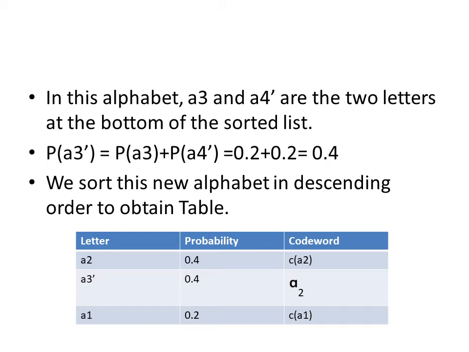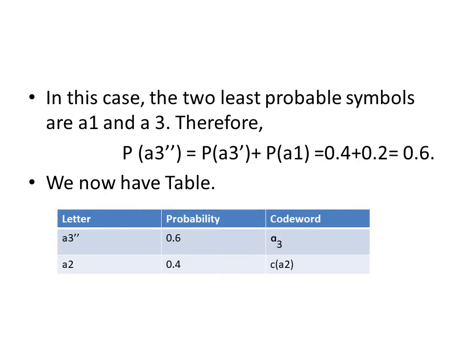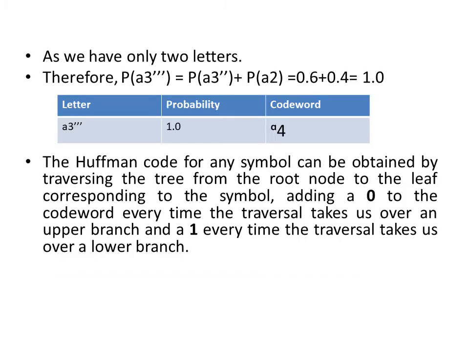Then again I add the last two probabilities, 0.4 and 0.2, and I get 0.6. That 0.6 I again sort in descending order and put in the table. So 0.6 is more than 0.4, so it comes at the top row of the table. Now I add the two probabilities and I will get 1.0. And this is where there are no other symbols remaining, so this is where I stop.